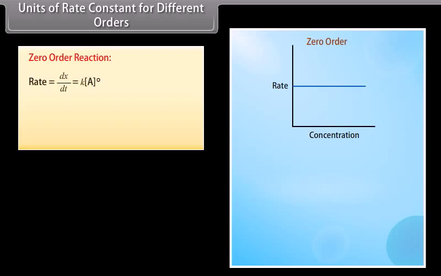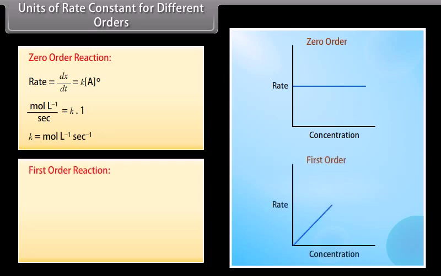Units of rate constant for different orders. Zero-order reaction. Rate is equal to dx/dt, which is equal to the product of k and a raised to the power 0. Thus, units of rate constant for a zero-order reaction are mole per liter per second. First-order reaction. Rate is equal to dx/dt, which is equal to the product of k and a. Thus, the unit of rate constant for a first-order reaction is per second.